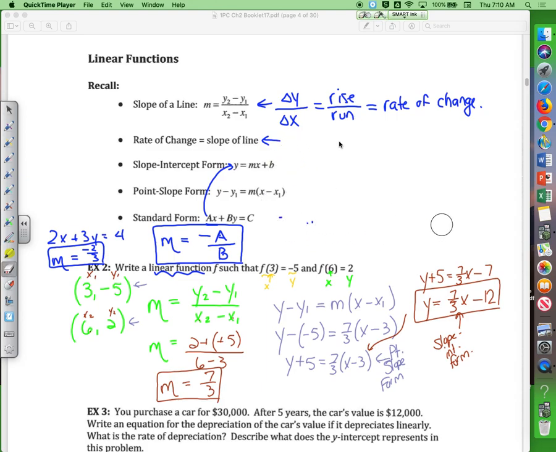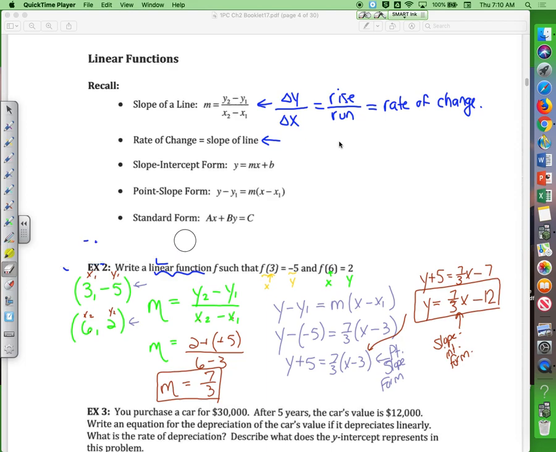If I want to put this in standard form, this last form that we're looking at here, the ax plus by equals c form, I could just take this equation then. I'm just going to move up here. Right, and I want the x on the left, the y on the left, so I'm going to subtract 7/3 x from both sides.